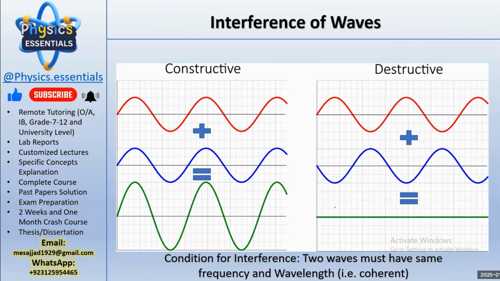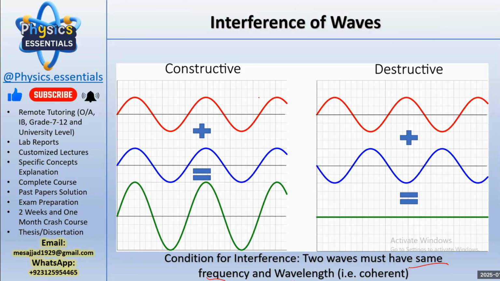Constructive interference and destructive interference. Now, if two waves are traveling in the same medium and they both have the same frequency and wavelength, then they will interfere with each other. Remember, if two waves are traveling in the same medium, but they don't have the same wavelength or frequency, they will never interfere with each other. They will just pass.